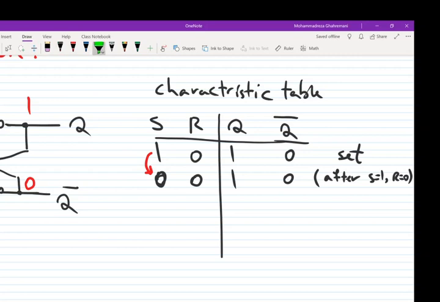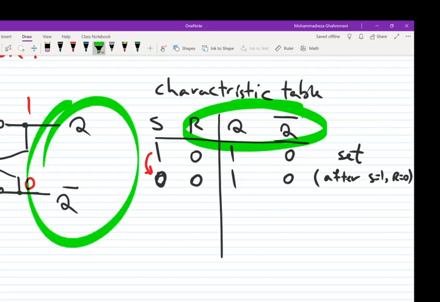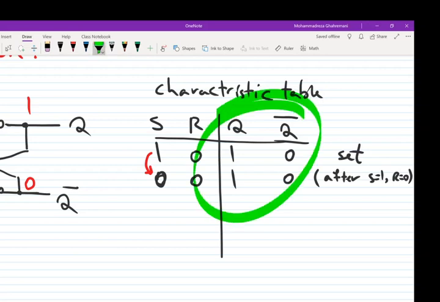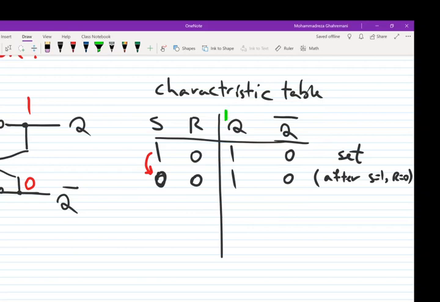By the way, please look at Q and Q bar. There are two outputs and they are complements. So as long as Q is 1, the Q bar should be 0. When Q is 0, Q bar should be 1. These outputs are supposed to be complements of each other because one of them is a variable Q. The second one is the previous value with the bar on top of it. So it is like the complement of that value.